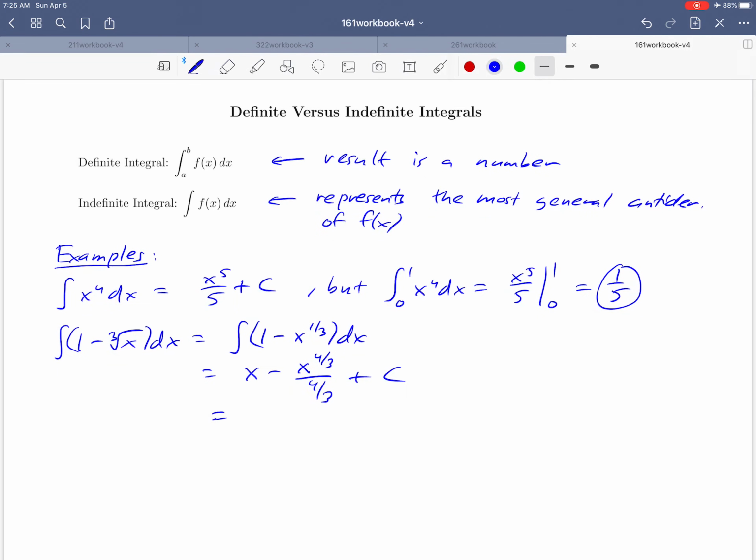Okay, and if we like, we could simplify that by noting that if you divide by 4/3, that's like multiplying by 3/4. So maybe a nicer way to write that answer would be like this. Okay, and again, our answer is just the most general antiderivative.